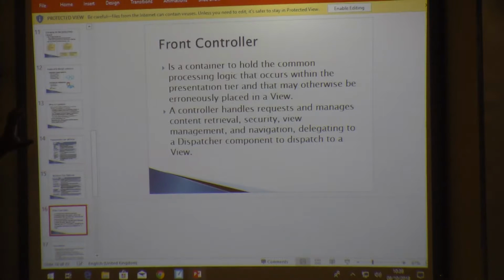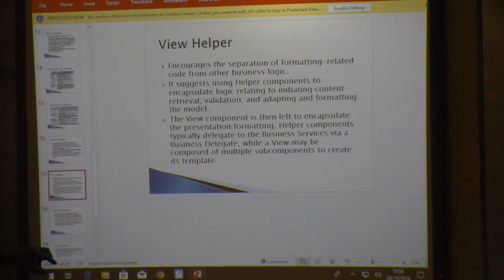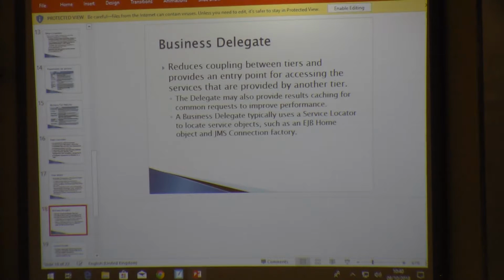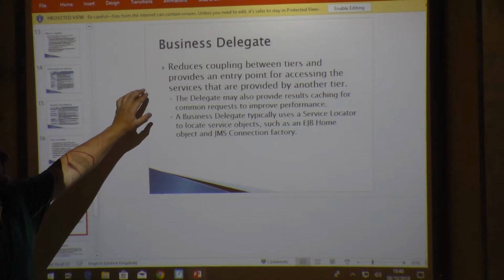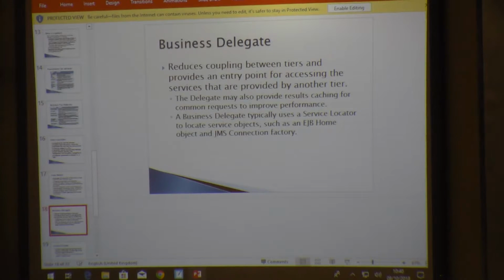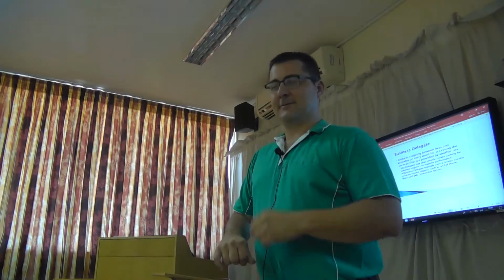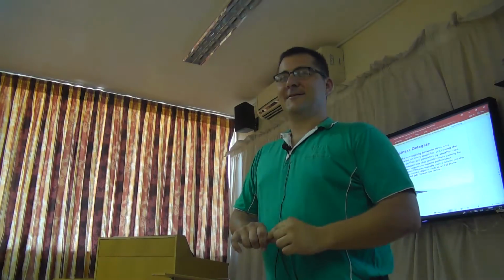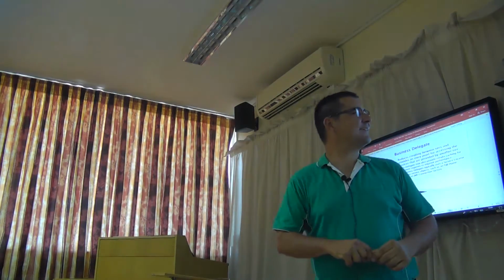Then there's a bit more of a discussion about the front controller and the view helper. And then there's also the business delegate. You will see this one reduces the coupling between our tiers, and it provides an entry point for accessing the services that are provided by another tier. What is a tier?